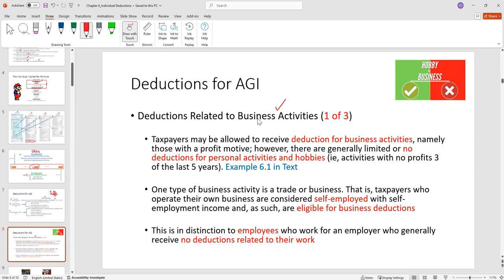at a starting point, we really have to distinguish a business from a hobby or a personal activity, because the tax code will give you deductions, right, for ordinary and necessary business activities, but very limited and no deductions for things like personal activities or hobbies, right? So by way of example, say that you paint houses, you do roofs, right? Those ordinary and necessary expenses that you incur, you'll be able to get a tax deduction for those.